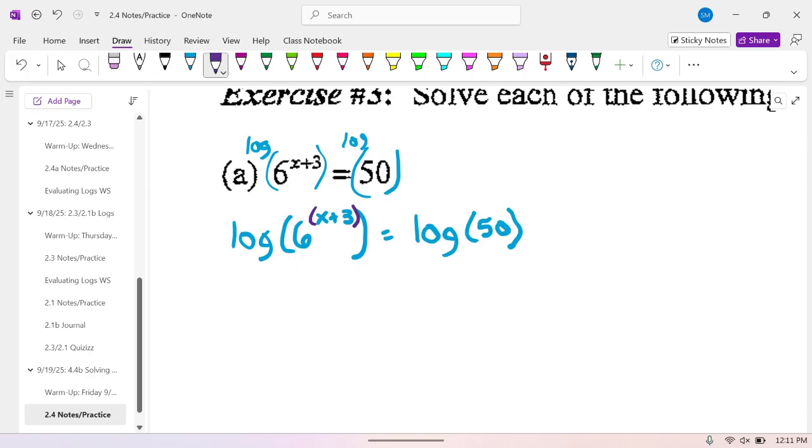They're a package deal. They've got to go with each other. So wherever the x goes, the plus 3 follows. When I bring out my exponent, I'm bringing out the entirety of x plus 3. So this will be x plus 3 times the log of 6 is equal to the log of 50.